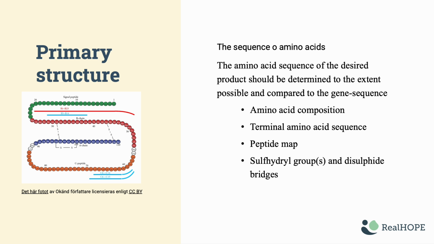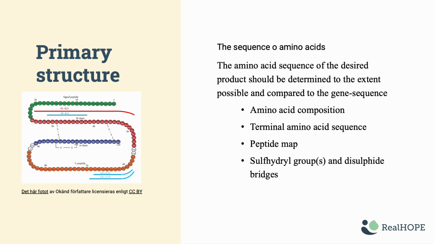The primary structure of a protein is the amino acid sequence, and this needs to be characterized for our product. According to guidelines, the amino acid sequence of the desired product should be determined, to the extent possible, and compared to the gene sequence. There are a few recommended analyses that could be performed. These are amino acid composition. Here the overall composition of amino acids is determined. This can give indications of specific structural or functional characteristics of the protein.